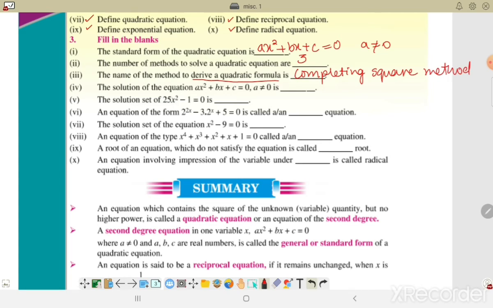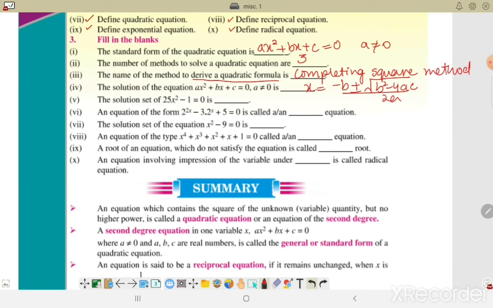The solution of the equation ax square plus bx plus c: when we applied the completing square method on this equation, we get two answers, which we call the quadratic formula. x is equal to minus b plus minus the root of b square minus 4ac, divided by 2a. This is the solution of the quadratic equation.